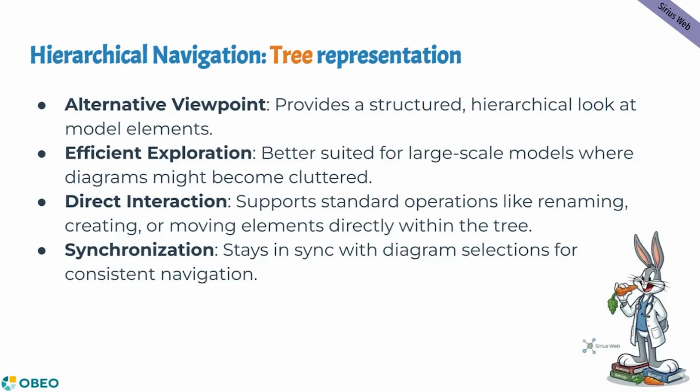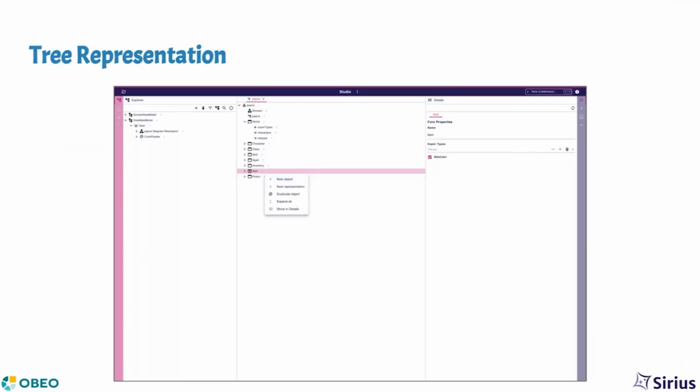Diagrams remain very powerful, but they are not the most efficient way to explore deeply structured models or large volumes of elements. The tree representation provides a dedicated hierarchical view of model elements, and this is important. It is not just a project explorer, it is a real, serious representation, which means users can interact directly with the model from there: rename elements, create new ones, or reorganize content. It can also stay synchronized with selection, so users can move naturally between different views, and that's really useful. So let's look more concretely at what this tree representation brings.